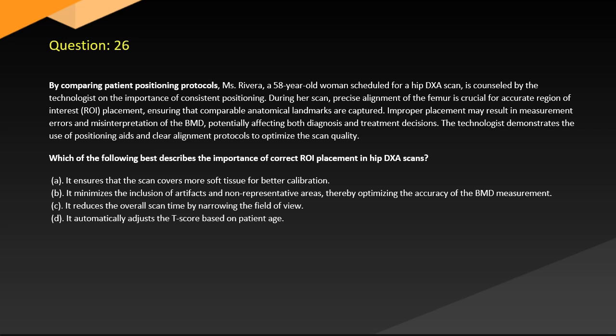Which of the following best describes the importance of correct ROI placement in hip DXA scans? A. It ensures that the scan covers more soft tissue for better calibration. B. It minimizes the inclusion of artifacts and non-representative areas, thereby optimizing the accuracy of a BMD measurement. C. It reduces the overall scan time by narrowing the field of view. D. It automatically adjusts the T-score based on patient age.